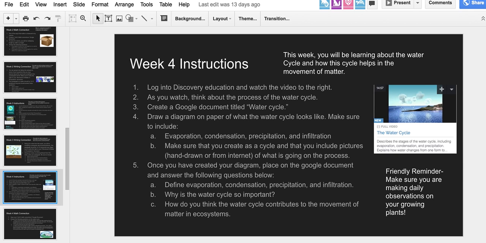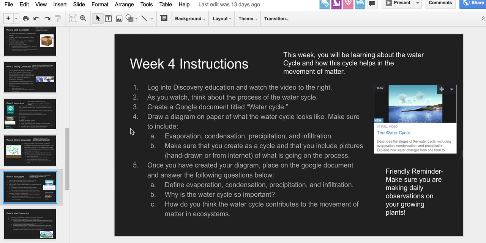But this is going to be the gist of the water cycle and how it helps in the movement of matter in our ecosystems. So the first thing that I want you to do this week is log into Discovery Education and watch the video that you see to the right here. As you watch, think about the process of the water cycle. So think about the steps. Think about how the water cycle helps the earth and helps humans, really.